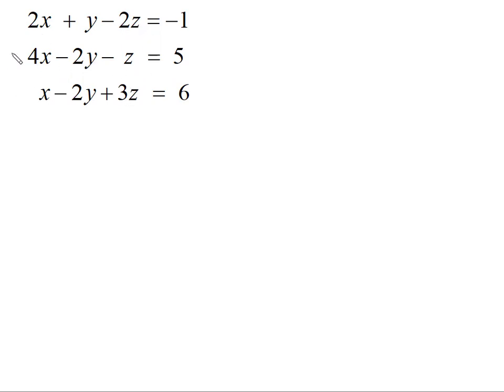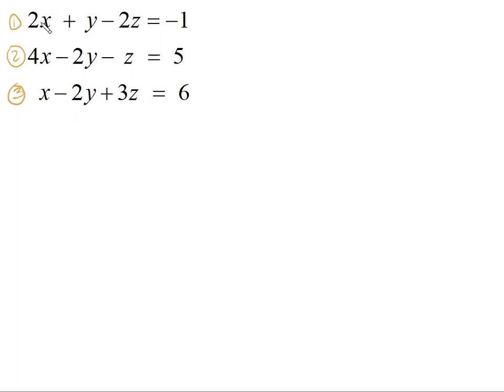So one of the first things we always want to do, because there's going to be a lot of steps when we go to solve this system, and it's hard to sometimes follow what somebody's doing, is we're going to label our rows. So we label this row 1, row 2, and row 3, or equation 1, equation 2, and equation 3. Just so we can notate what we're doing with each of these.